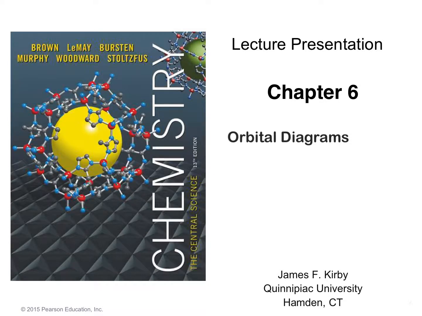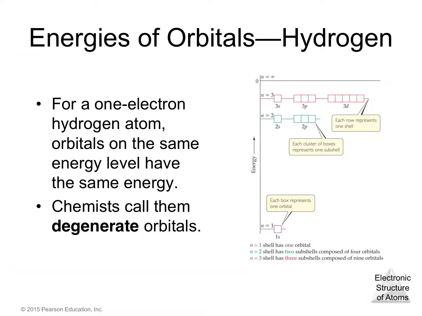This video is going to focus on orbital diagrams, and we're going to look at some of the rules that dictate how electrons fill orbitals. This is the orbital energy diagram for hydrogen. This is the simplest orbital diagram available because hydrogen only has one electron.